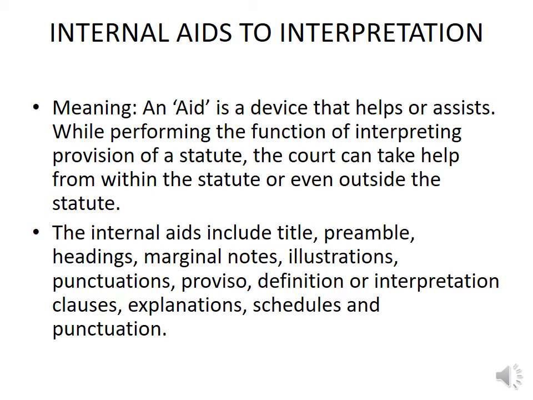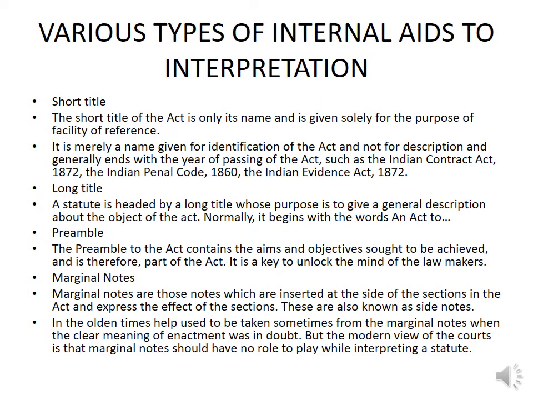So here we will be studying all those sources which are from within the statute and are helping in removing the ambiguity. So let us start. Various types of internal aids to interpretation. The first internal aid to interpretation is short title. Short title is the name of the act, like Indian Penal Code, Indian Evidence Act, Indian Contract Act. All these are the names of the act.